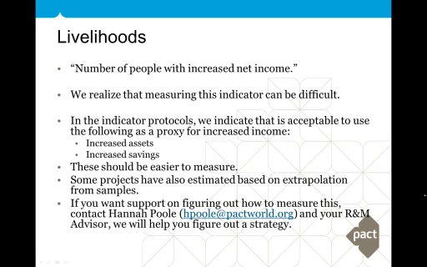You'll see that on the indicator protocol and also in the CRM database as being one of the options for reporting. If you want support on figuring out how to measure this, please feel free to reach out either to me, to Hannah Poole, the Acting Livelihoods Director, or your Results and Measurement Advisor, and we'll help you figure out a strategy.